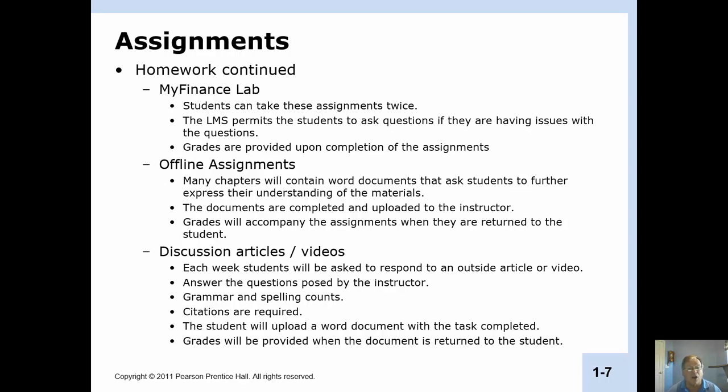The discussion articles / videos. Each week you're going to be asked to respond to some kind of an article or video. There'll be questions sometimes posed by the instructor. Grammar and spelling count. Citations are required where necessary. And the student, obviously, you upload that Word document when the task is completed. And then when I grade it, I will return that document to you.